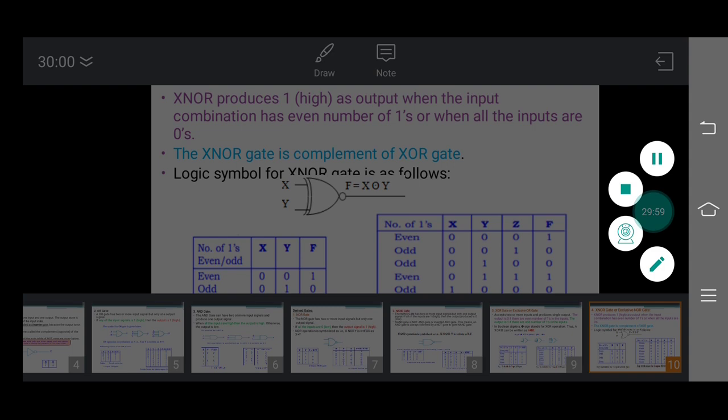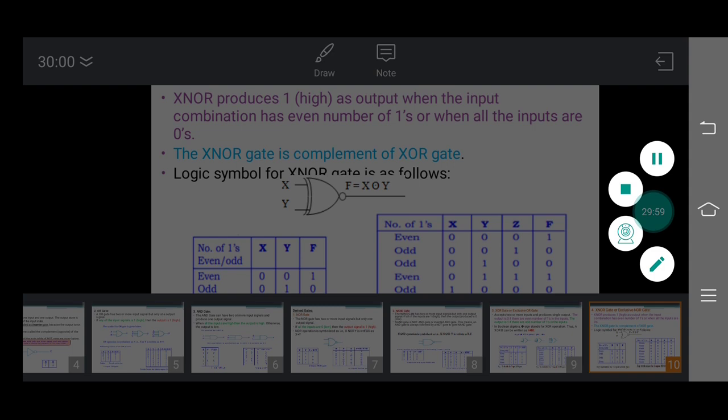Now see the last combination. Here x value is 1, y value is 1 and z value is 1. So 1 has appeared how many times? This 1 has appeared 3 times. 3 in the sense it is odd number or even number? 3 is an odd number, right? Yes, so when we have an odd number of ones, at that time the output will be 0.